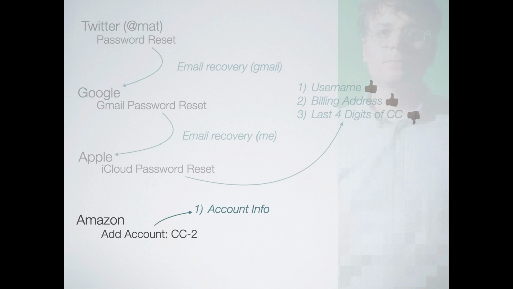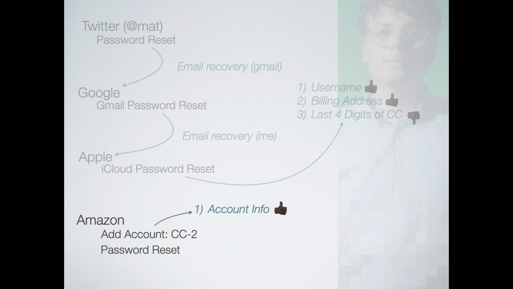They asked just for basic account information, and that was fine. Okay, so the adversary was able to add a new credit card to Matt Honan's account without much pushback from Amazon. All right, then what did they do?